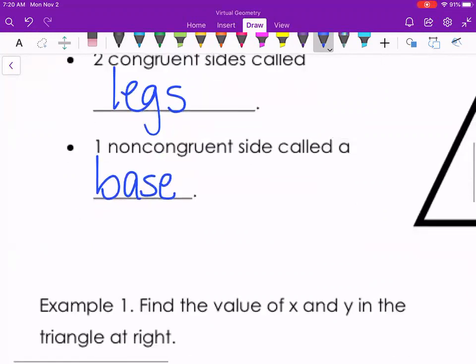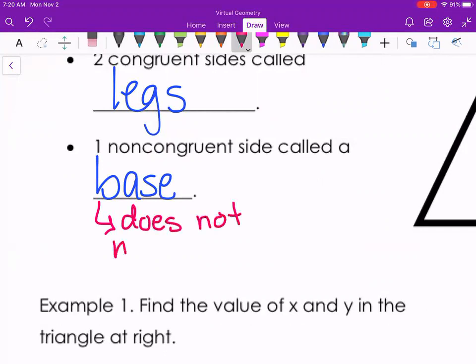Now, keep in mind, guys, base, this word, does not necessarily mean bottom. Base in this case does not mean bottom. Meaning, depending on how that triangle is turned, the one side that is not congruent to the other two may not always be the bottom of the triangle. It just depends on the orientation or how that triangle is resting. It depends on where your base is and the congruent legs.